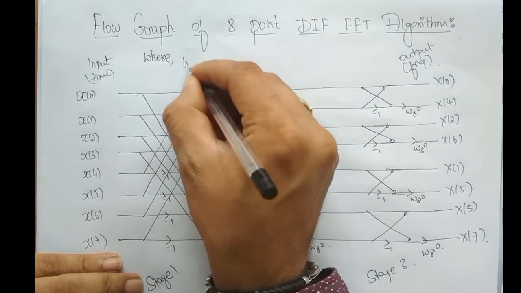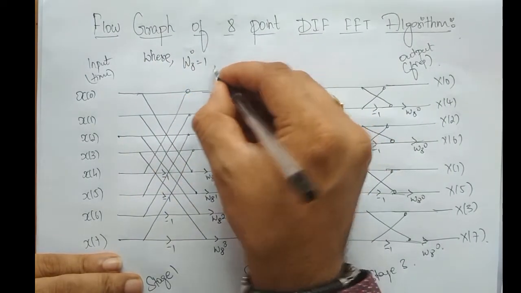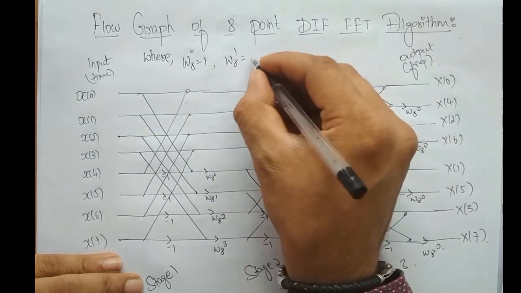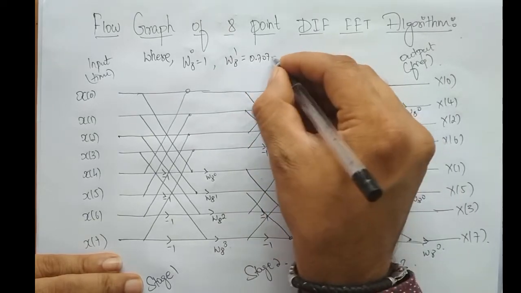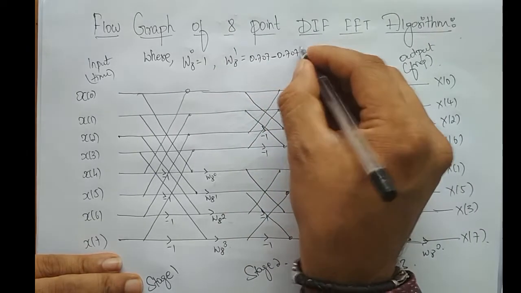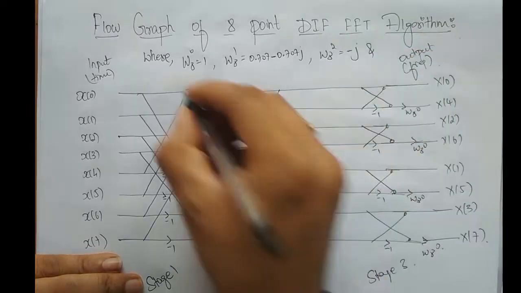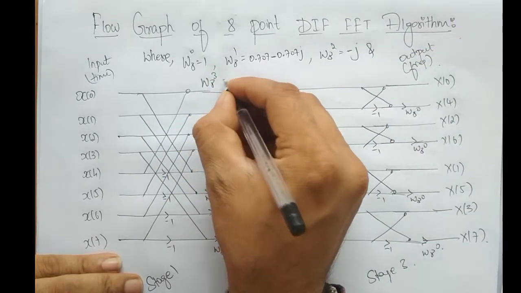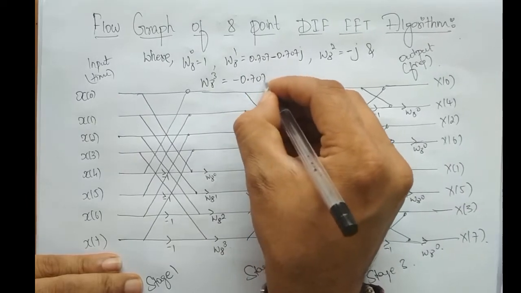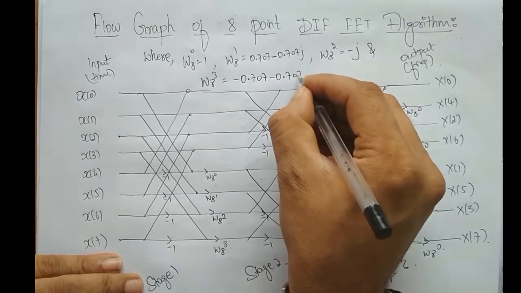So W8 power 0 value is 1, W8 power 1 value is 0.707 minus 0.707 J, W8 power 2 value is minus J and W8 power 3 value is minus 0.707 minus 0.707 J.